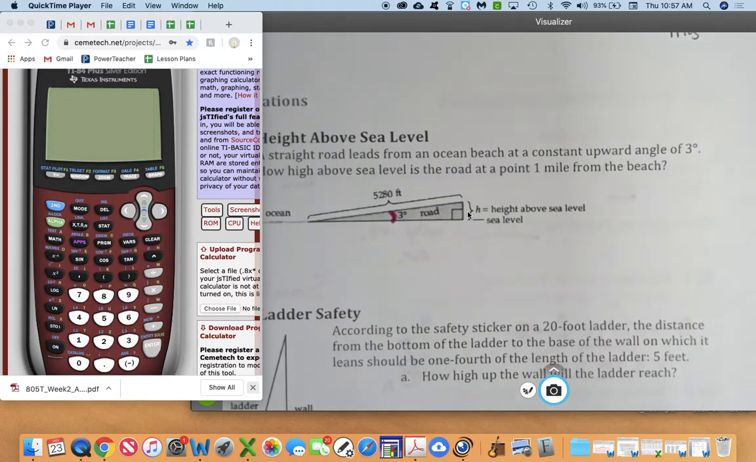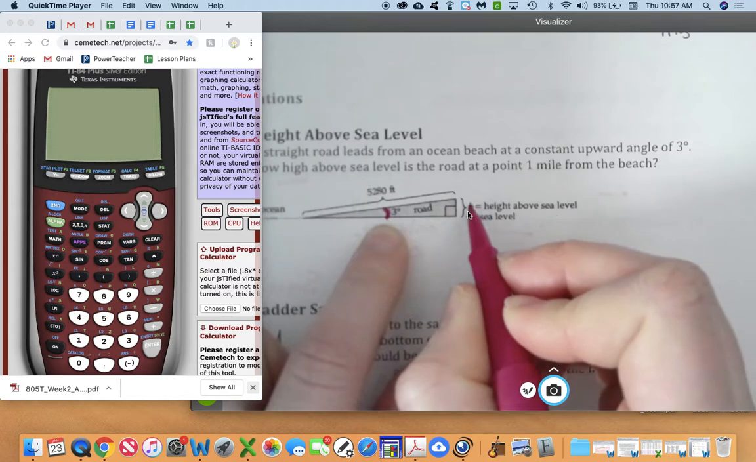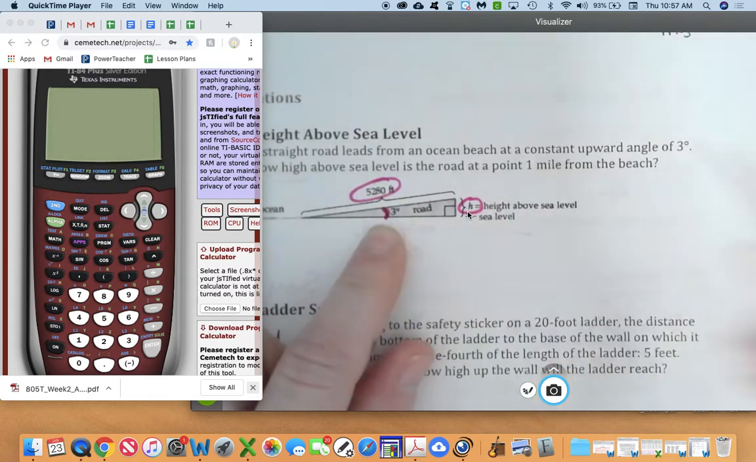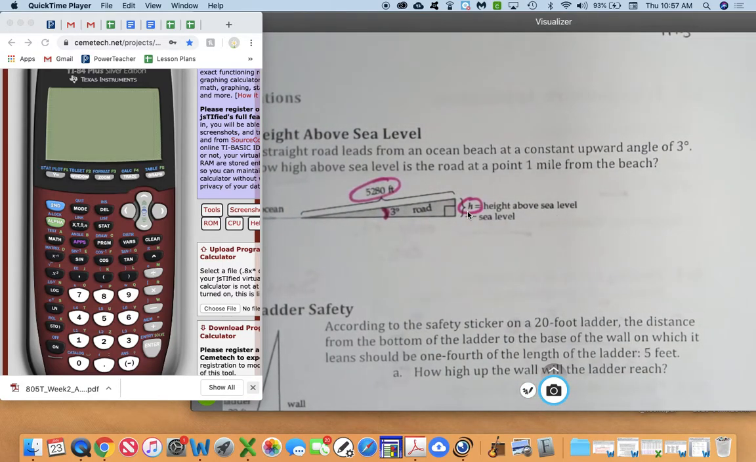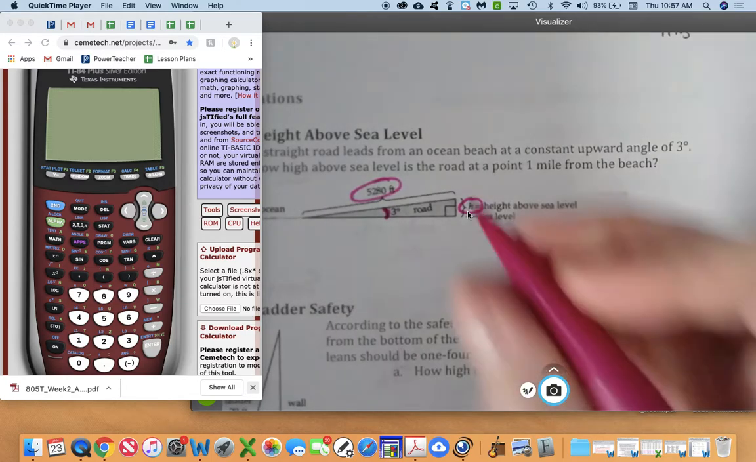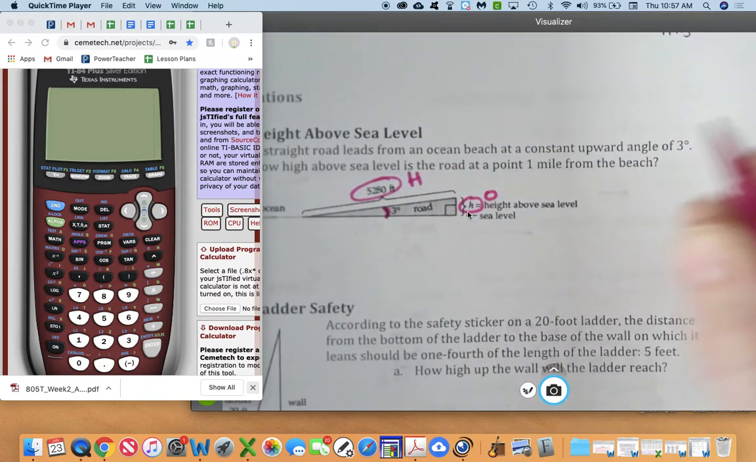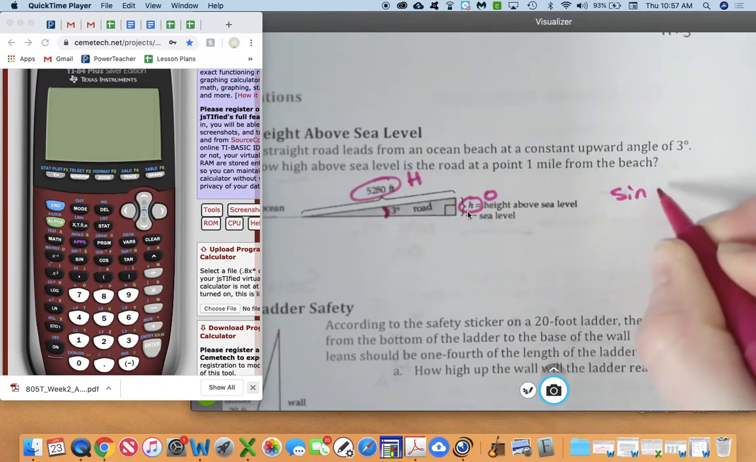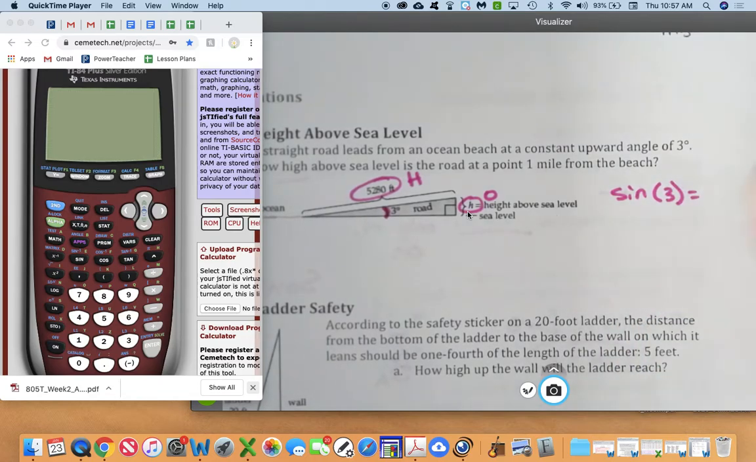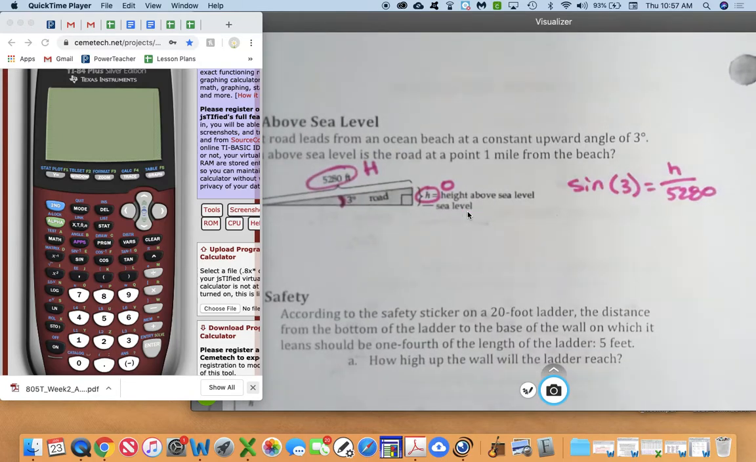So they want to know height. They give me this. In relationship to the 3 degrees, what is h? Opposite and hypotenuse. So which trig function? Sine of 3 equals h over 5280, or x, whatever you want to call it. Okay, multiply by the 5280.